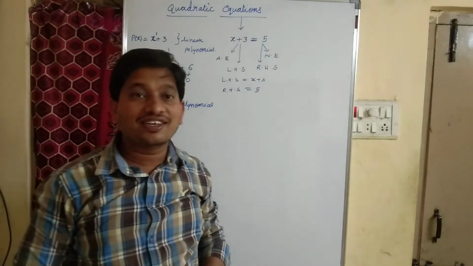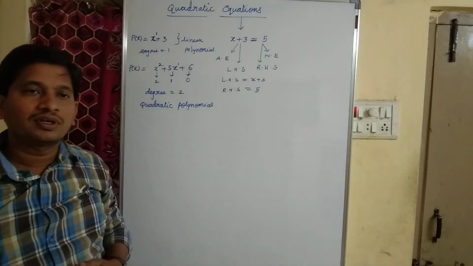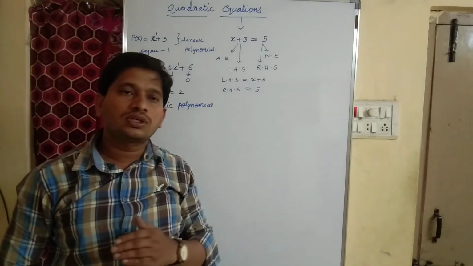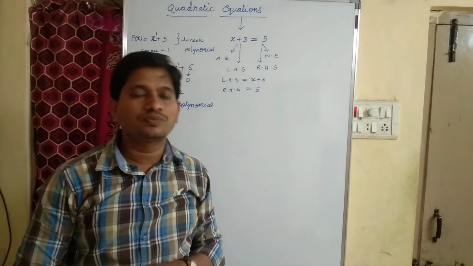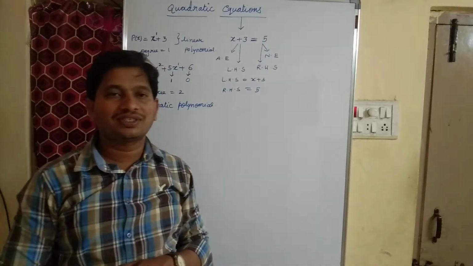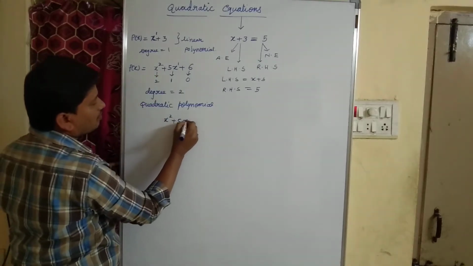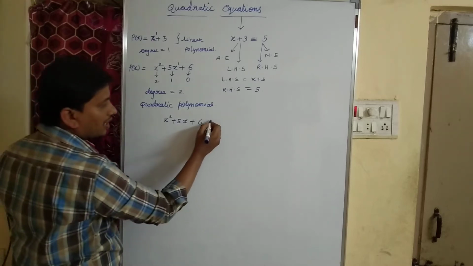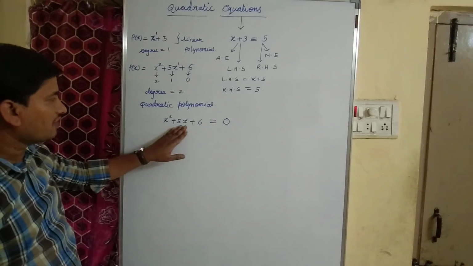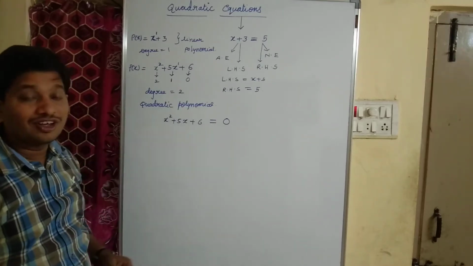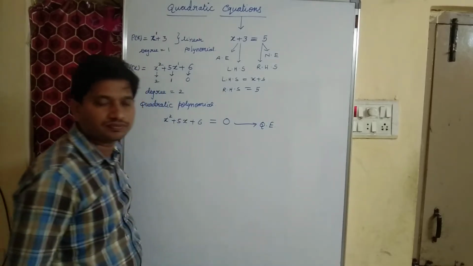Now children, what is our chapter name? Our chapter name is quadratic equation. What do you mean by quadratic equation? An equation whose degree is equal to 2. An equation whose degree must be equal to 2, that is said to be a quadratic equation. Right? For example, consider the polynomial x square plus 5x plus 6. Let me write the equal sign, put equal to 0. So x square plus 5x plus 6 equal to 0. This is called a quadratic equation.